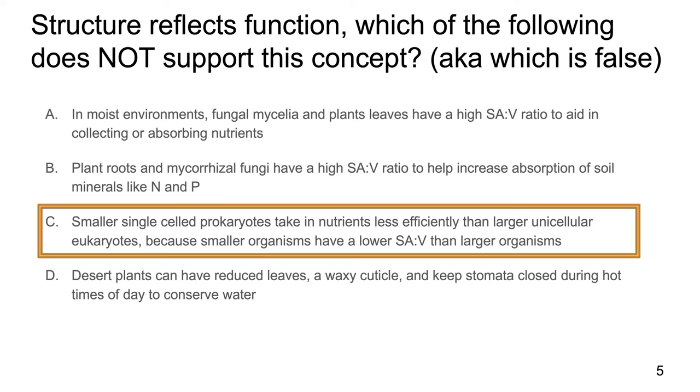All right, so if you said C, smaller single-celled prokaryotes take in nutrients less efficiently than larger unicellular eukaryotes because smaller organisms have a lower surface area to volume ratio than larger organisms, that is, in fact, the false statement. So remember that smaller organisms actually have a much higher surface area to volume ratio than larger organisms. That's because surface area increases at a lower rate than volume does as organisms get larger and larger, okay? All the rest of these statements are, in fact, true statements.